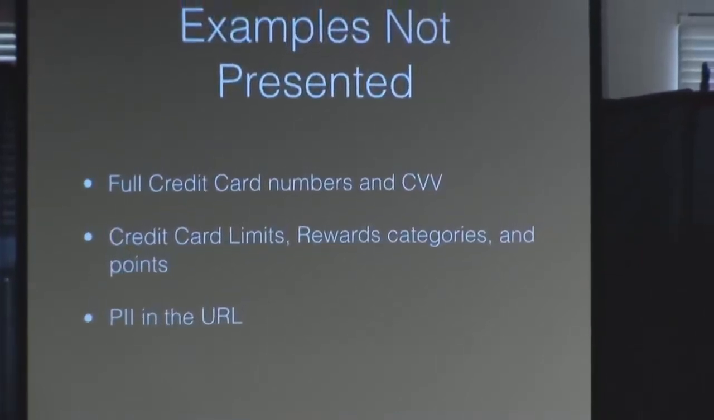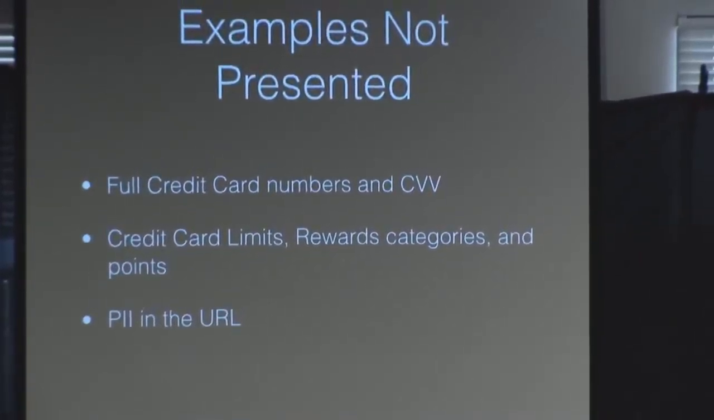All right, there were a couple examples that I didn't get into here just because it's a little bit sketchy, but there have been pages with full credit card numbers and CVV details on the website that I found. And the interesting thing about that is it is very illegal for companies to store CVV numbers. Credit card limits, reward categories, and points, those are all over the place. And personal identifiable information in the URL over HTTP, that's another one that was seen pretty frequently.